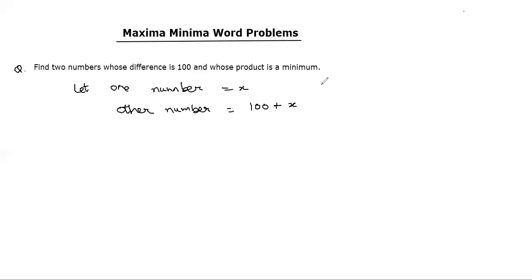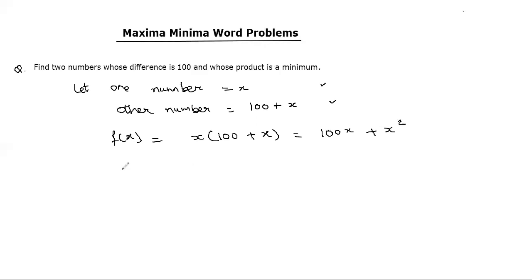So we have assumed that x is a smaller number and 100 plus x is a larger number, if the numbers are positive. And when the product is minimum, let's say there is a function f(x) which is the product of these two numbers, that is x into 100 plus x. This comes out to be 100x plus x square.